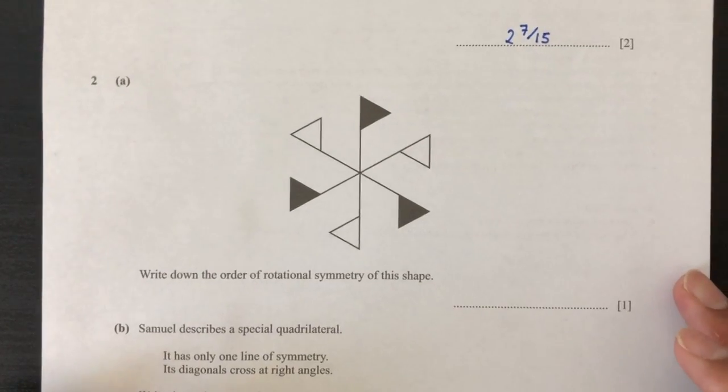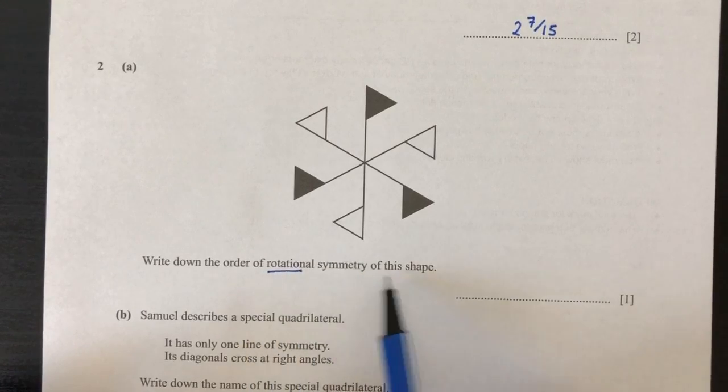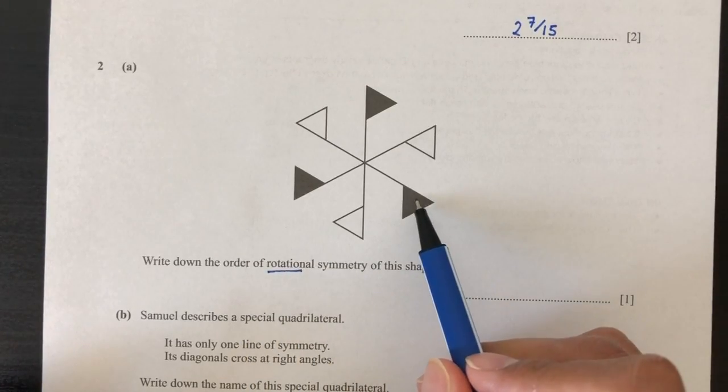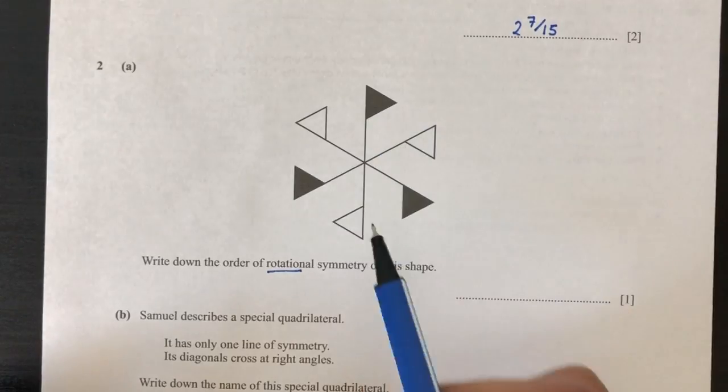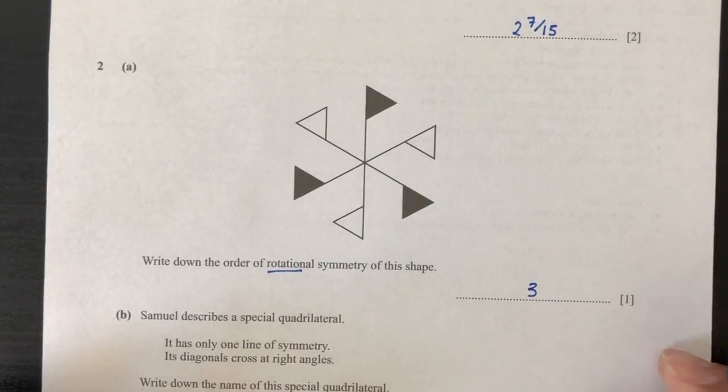Now for question number 2, write down the order of rotational symmetry of this shape. As you can see, we have 3 of this kind, 1, 2, 3, and 3 of this kind. So it has order of 3.